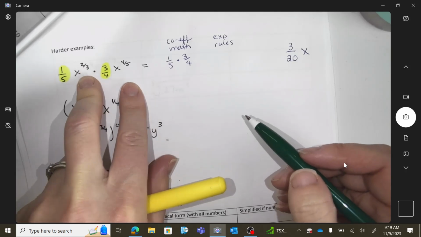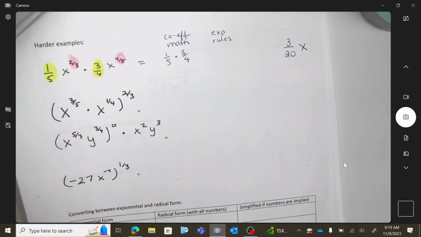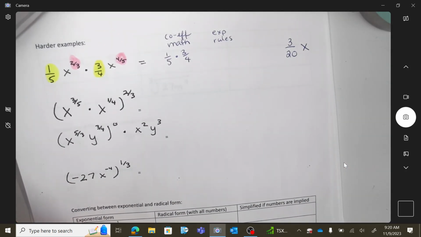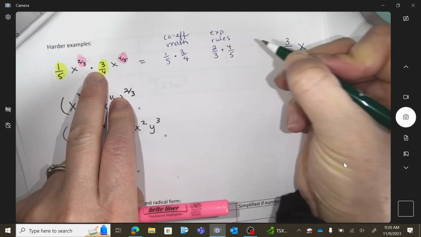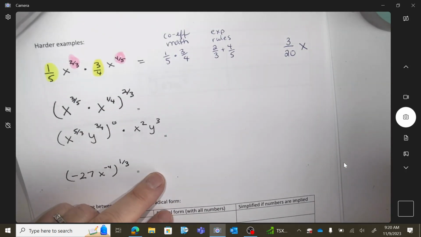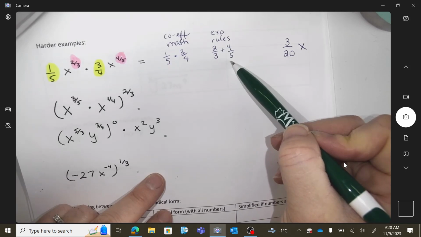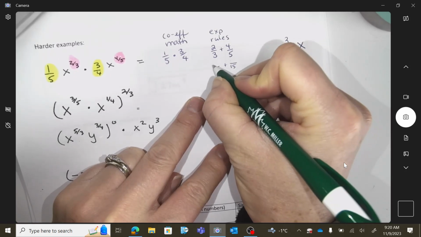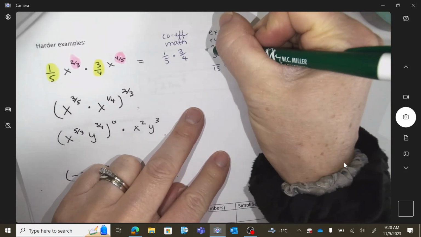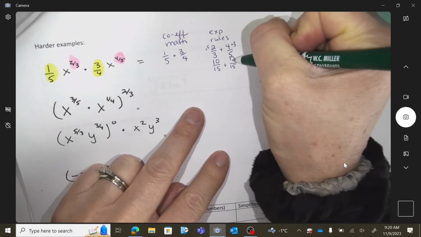And then with the exponents, you need to do the rules. So what do you do in this scenario with exponent rules? If there's a multiplication, you actually add. Okay, so let's make the bottom into a 15. So this would get times by 5, and this would get times by 3.